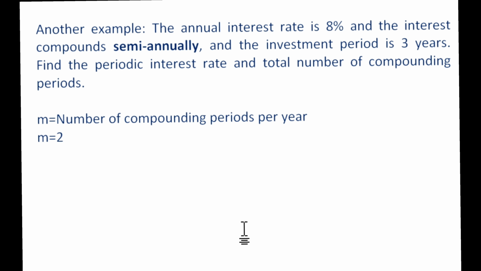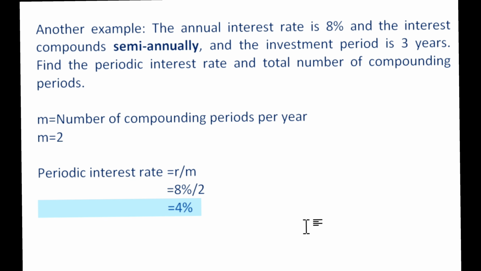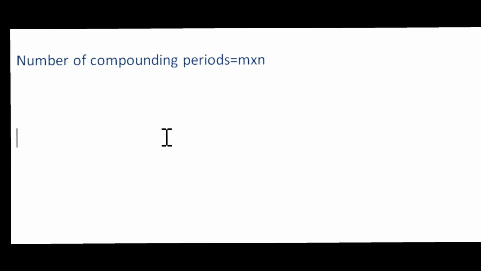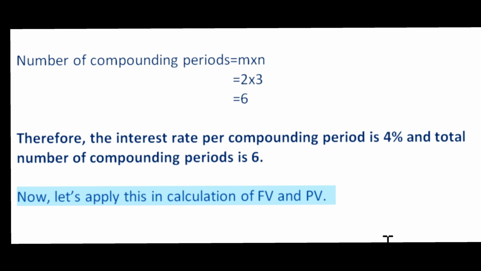Let's calculate the periodic interest rate. R divided by M. R is 8%. M is 2. So 8% divided by 2 equals 4%. So periodic interest rate is 4% in this case. Now let's calculate number of compounding periods. M into N. M is 2. N is 3. 2 into 3 equals 6. So, number of compounding periods is 6. Now, let's apply this in calculation of FV and PV.